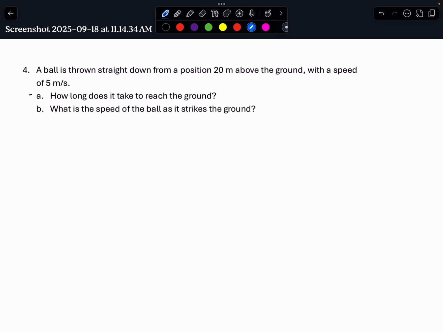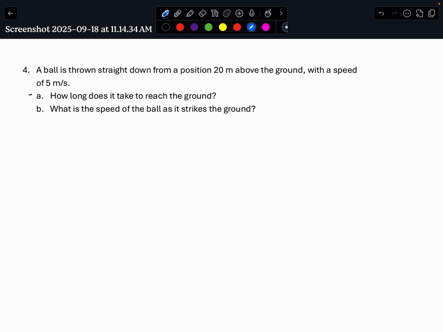So this is problem number 4 from problem set 3.2. We did this in class, but I'm going to go over it again right here. We have a ball thrown straight down from a position 20 meters above the ground, and you know how fast it was thrown. We want to know how long it takes to reach the ground, and what's the speed of the ball when it strikes the ground.